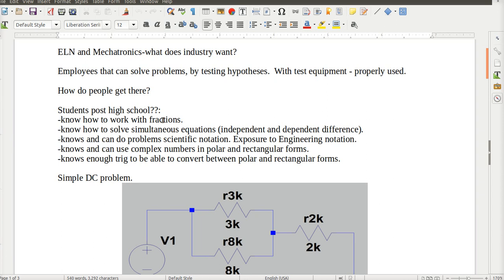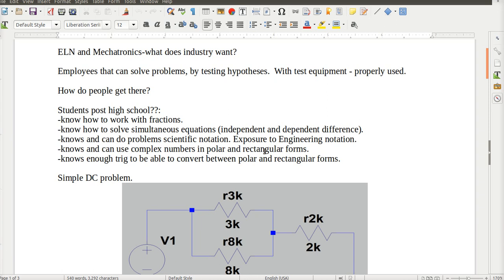From a community college standpoint, what I would like to see coming in is students who know how to work with fractions. They know what a common denominator is. They've had enough experience that they just can do it. They know how to solve simultaneous equations, and I'm actually going to show you a shortcut today on that. They know and can do problems in scientific notation, and know about engineering notation, which is sometimes called metric prefixes, and know how to use complex numbers in polar and rectangular forms.